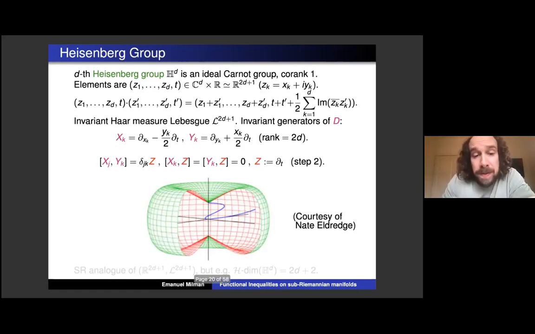So the best thing about this slide that I have is, of course, not mine. This is due to Nate Eldridge, and this is this beautiful graphic. What we see here is the unit geodesic ball in H1. Remember that H1 is a three-dimensional manifold, which we can canonically identify with R3. There are some canonical coordinates, exponential coordinates. Okay, and if you plot it out, it looks like this. You've never seen such a geodesic ball. It looks like an apple shape.